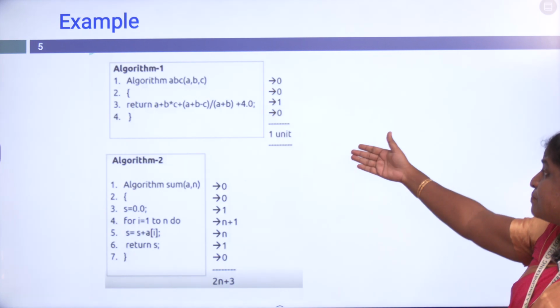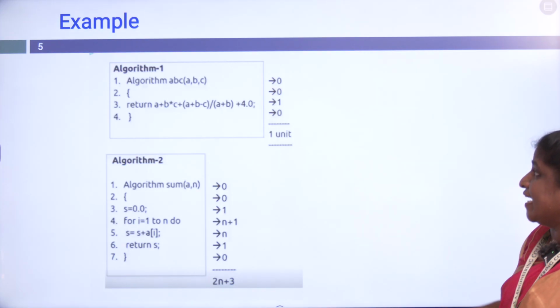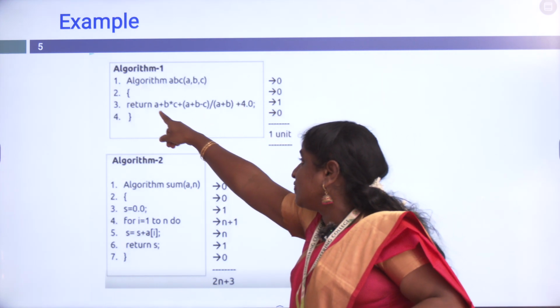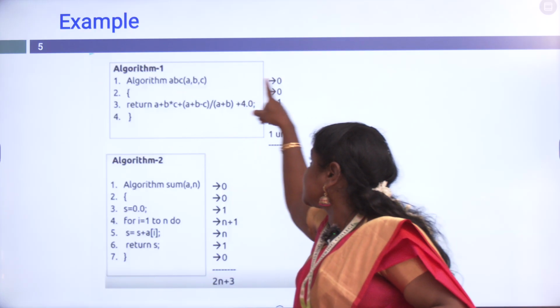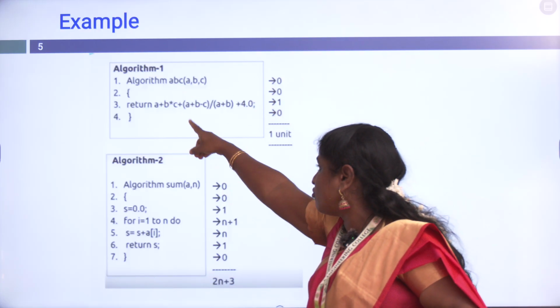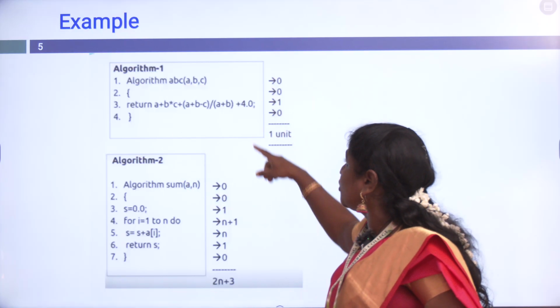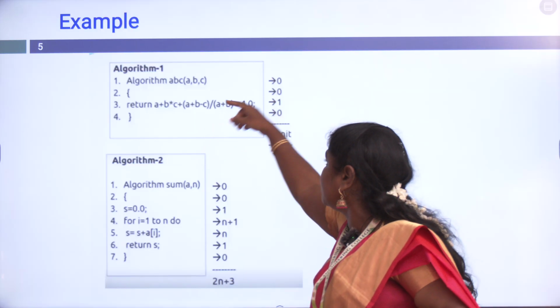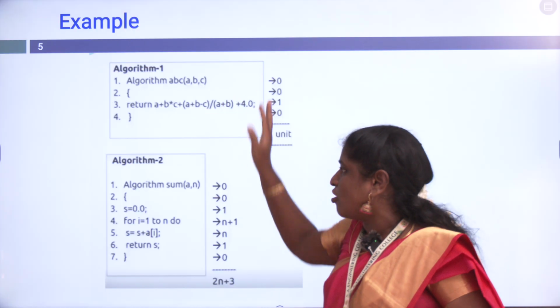Here is an example of constant and linear time complexity. As I already said, to solve the expression, the whole expression needs 1 unit. So heading takes 0, braces take 0, calculating the expression takes 1 unit, and braces 0. So totally to execute this problem, we need only 1 unit. It comes under constant time complexity.